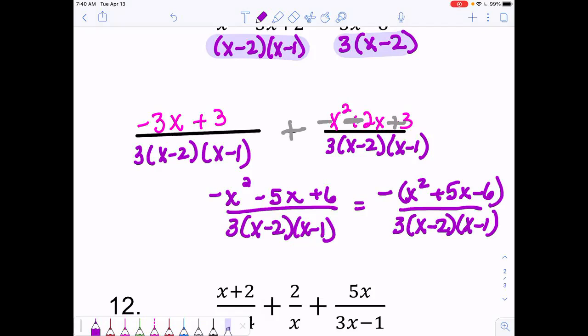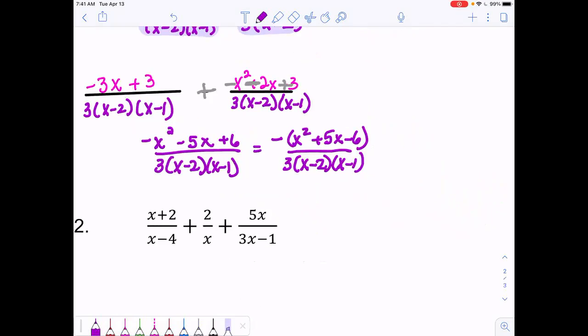So we applied the least common denominator to the numerator, whatever part it was missing. And then you combine your like terms. Notice that the x squared is negative, so Jaden factored out a negative x squared. And this is what we have left so far: negative x squared plus 5x minus 6 over 3, x minus 2, and x minus 1.